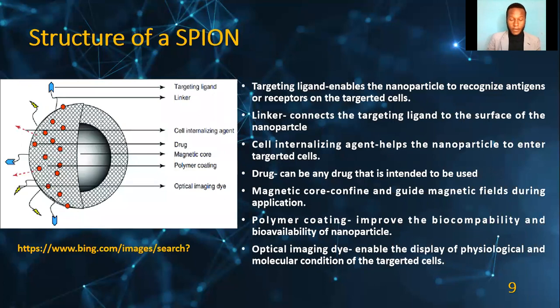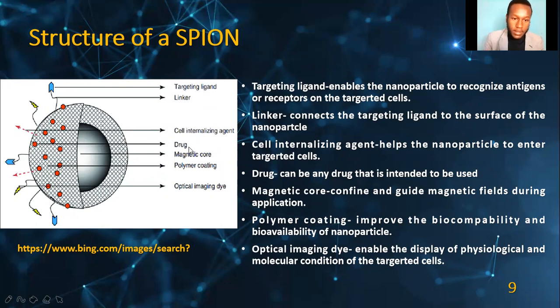The structure of the SPION. A fully synthesized SPION must look like this one displayed on this slide. It must have a targeting ligand, which enables the nanoparticle to recognize antigens or receptors on the targeted cell. It must consist of a linker, which connects the targeting ligand to the surface of the SPION. And a cell internalizing agent, which helps the nanoparticles to enter the targeted cell.